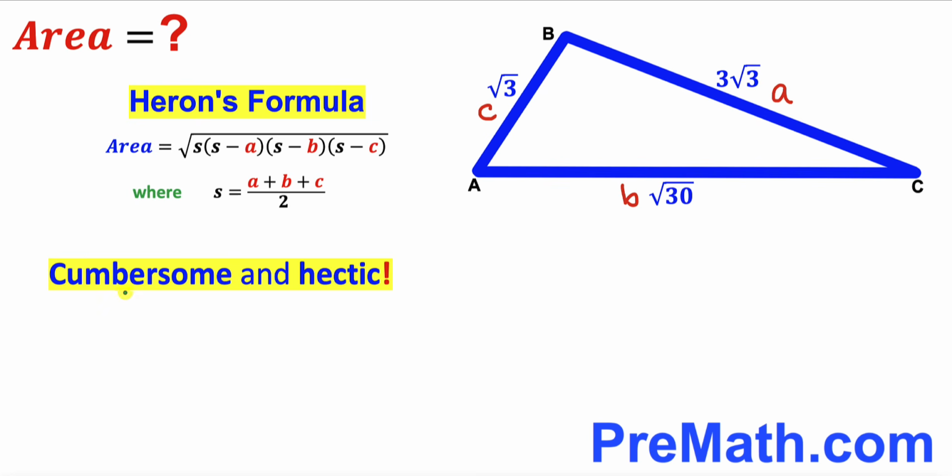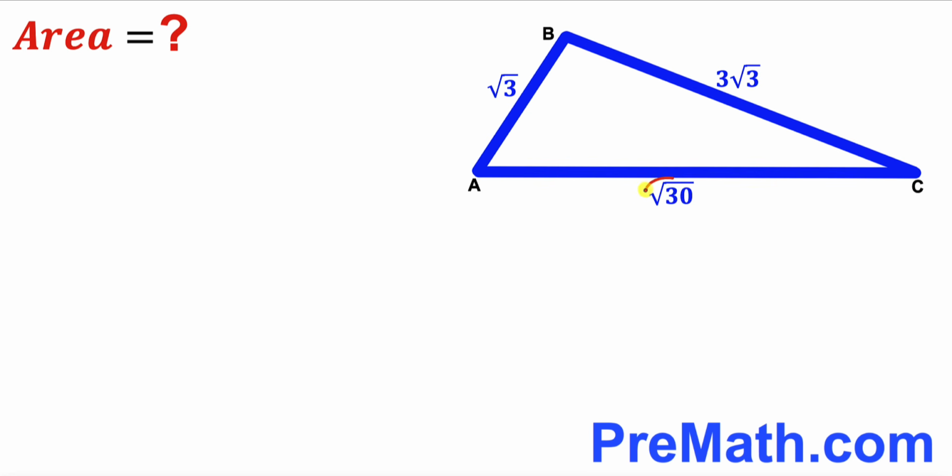However, we can see that this formula is going to be cumbersome and hectic to apply since we are dealing with these radicals. So we are going to explore alternative approaches. Now let's make an observation. We can see that this AC leg is our longest leg. In other words, this AC leg is bigger than this BC leg and bigger than this AB leg as well.